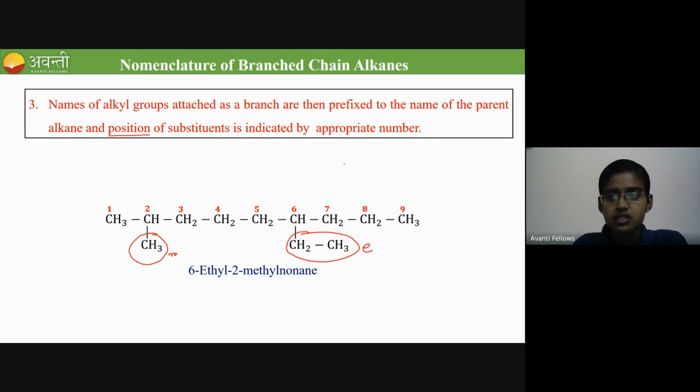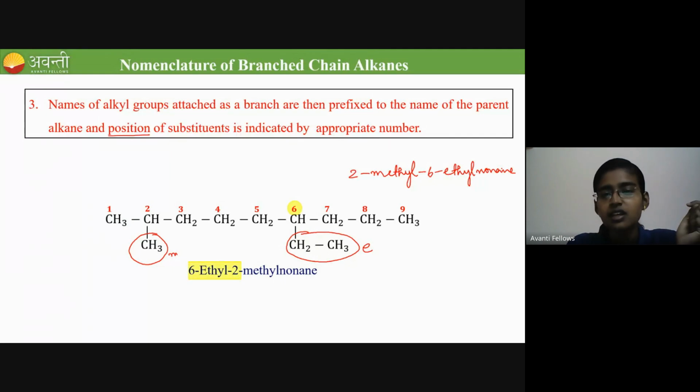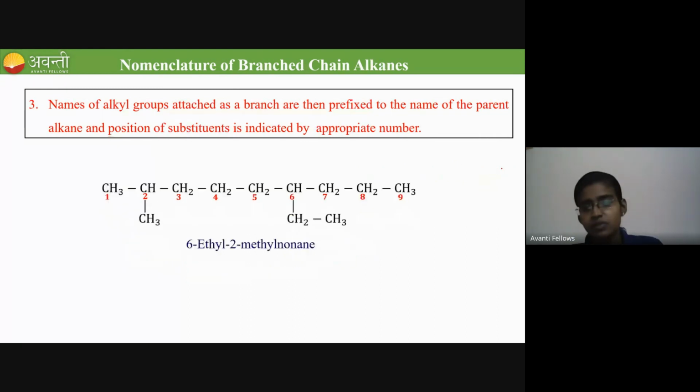My question is, you can also write 2-methyl and 6-ethyl. Very good, Jeevan. So we have to follow the alphabetical order. E comes first in the alphabet, right? That's why we are giving ethyl the first preference. So 6-ethyl, and 2-methyl, nonane. 6-ethyl, 2-methyl, nonane.